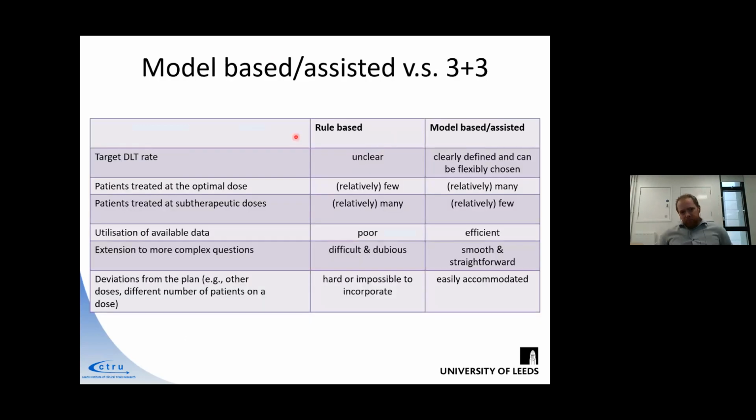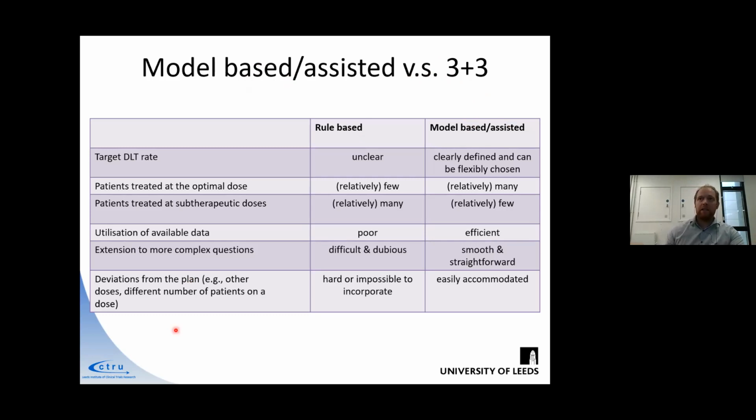So then, I briefly mentioned before that the 3+3 wasn't very good. I just wanted to summarize, and I've lumped model-based and model-assisted together, and I'll talk about the differences between the two at the end. But really, compared to the 3+3, there's a really clear loser. We look at each of the criteria from the aims of the phase 1 trial, and then we look at how well they are met by both the rule-based design, which is the 3+3, and our model-based type designs.